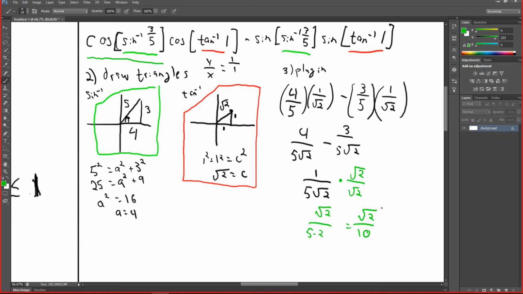Done here? Yeah, I was going to ask that. Yep, so this is equal to square root of 2 over 10. I have square root of 2 times square root of 2, so this is square root of 2 squared. The square root squared is the number in red.